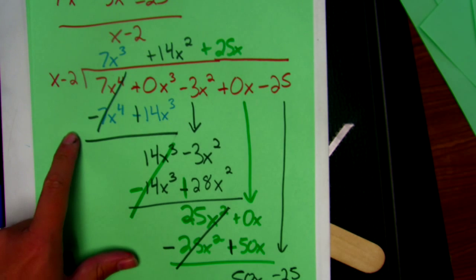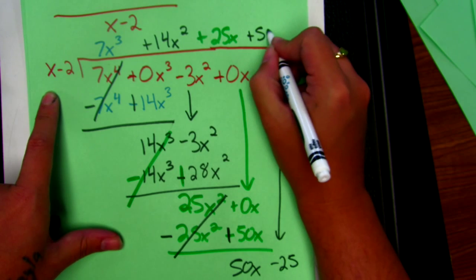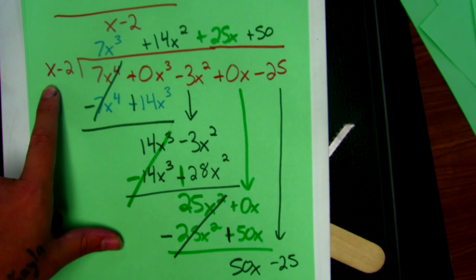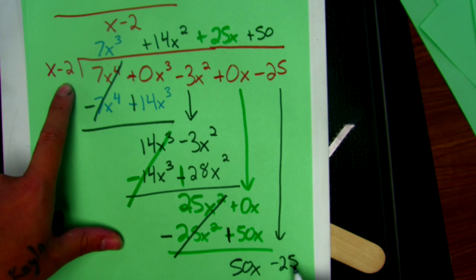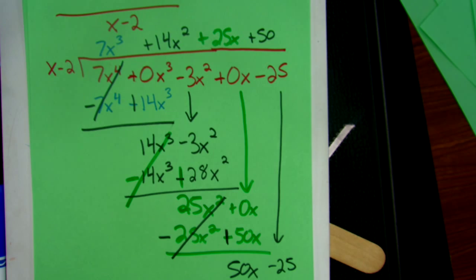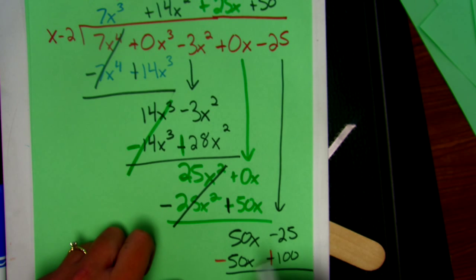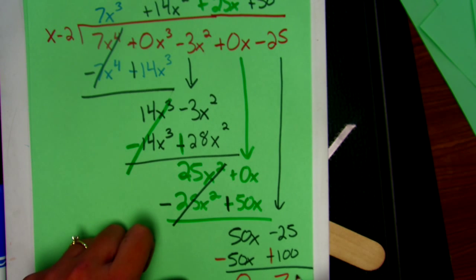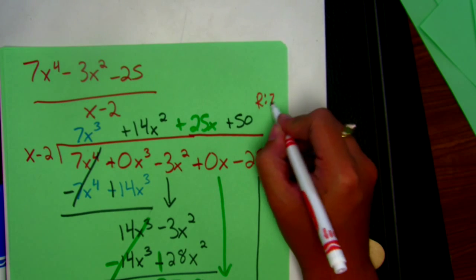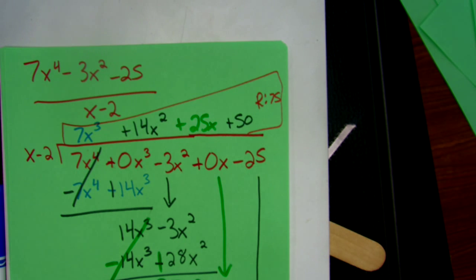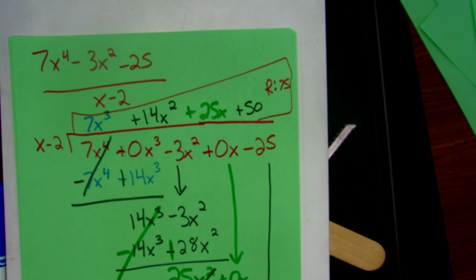Now what times x is 50x? Well, 50, right? So 50 times x, 50x. 50 times negative 2, negative 100. You go ahead and change our signs. We get 0. 100 minus 25 is 75. So we've got our remainder of 75. All right, so it's important to make sure your terms are written so that every exponent is represented. And also that your exponents are going from largest to smallest. You might have to rewrite your problem before you start dividing.